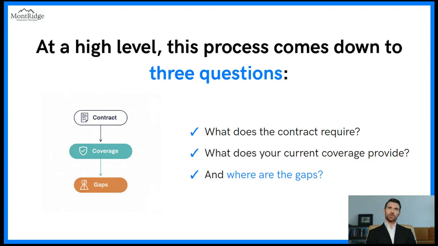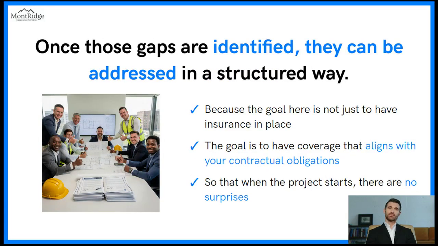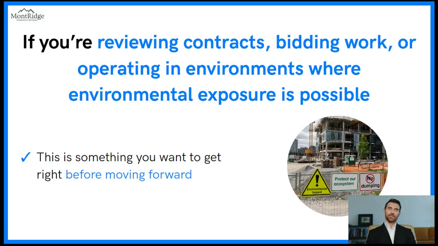At a high level, this process comes down to 3 questions. What does the contract require? What does your current coverage provide? And where are the gaps? Once those gaps are identified, they can be addressed in a structured way. Because the goal here is not just to have insurance in place, the goal is to have coverage that aligns with your contractual obligations, so that when the project starts, there are no surprises. If you're reviewing contracts, bidding work, or operating in environments where environmental exposure is possible, this is something you want to get right before moving forward.